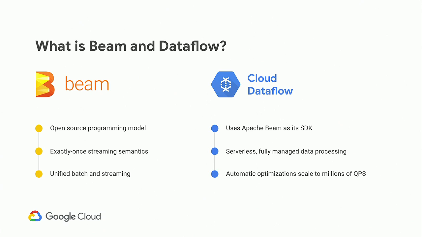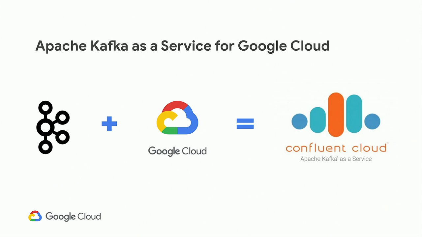But you don't have to limit yourself to that runner. You can also use Apache Flink, Spark, IBM Streams, etc. So that's kind of the key distinction, I guess, or the thing to keep in mind between Beam and Dataflow. I sometimes use these two terms interchangeably, but just keep in mind that Dataflow is the runner and Beam is the programming model. All right, now I'm going to hand it over to Ricardo to get into Confluent Cloud.